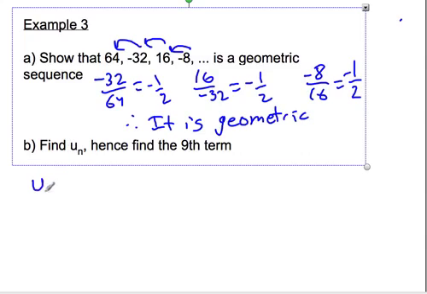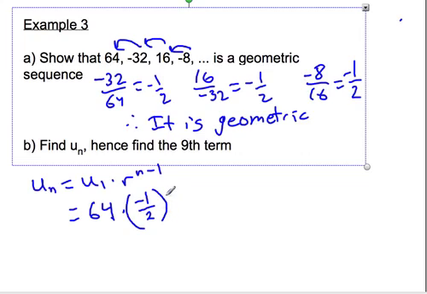Okay, next we have to find u sub n. So u sub n is equal to u sub 1 times r to the power of n minus 1. And that is going to be, well, u sub 1 is 64, and then you multiply by the common ratio, which is negative half. So you get negative half to the power of n minus 1.